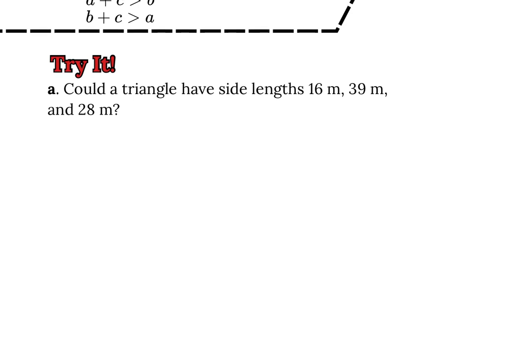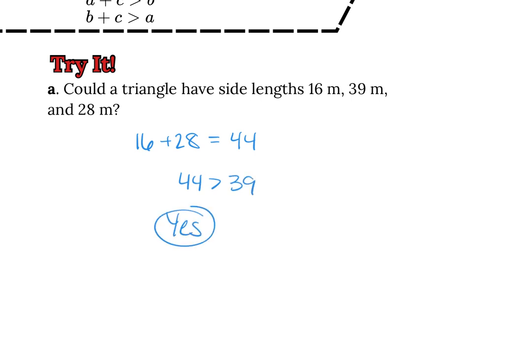Okay, can a triangle have side lengths of 16, 39, and 28? I'm going to take my 2 smaller sides, 16 and 28, and add them together to make sure that they are greater than the 39. So I get 44. Well, 44 is larger than 39, so yes, this can be a triangle.